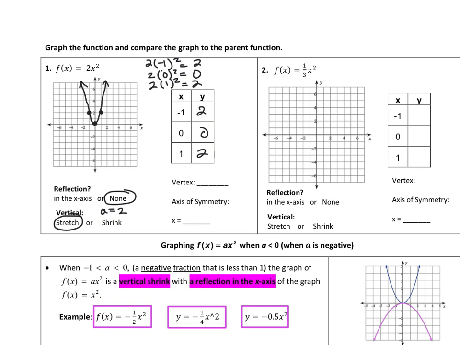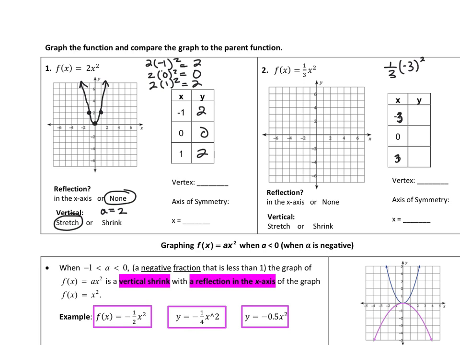So let's look at number 2. Number 2, we're going to do the same thing. We are going to plug in values of x into the function to find our values of y. So f of x, or y, equals 1/3 x squared. So I'm going to plug in negative 3 for x.